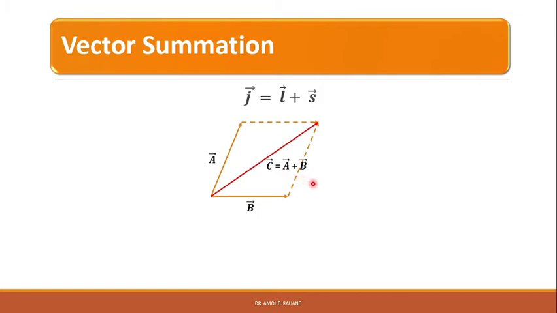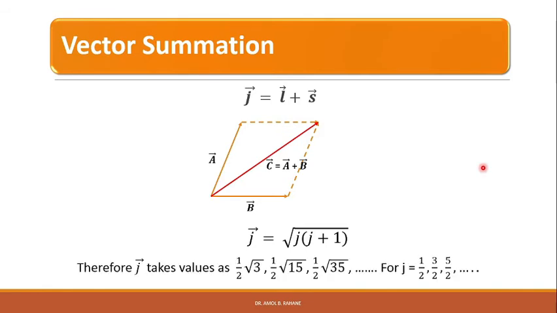Since L vector and S vector can take different orientations, the quantum mechanical laws restrict the angle between the L vector and S vector to values such that the resultant J vector takes only half integral values given by this equation: J vector is equal to square root of J into J plus 1. Therefore J vector takes values as 1 by root 3, 1 by root 15, 1 by root 35, and so on, for J equal to 1 half, 3 by 2, 5 by 2, etc.